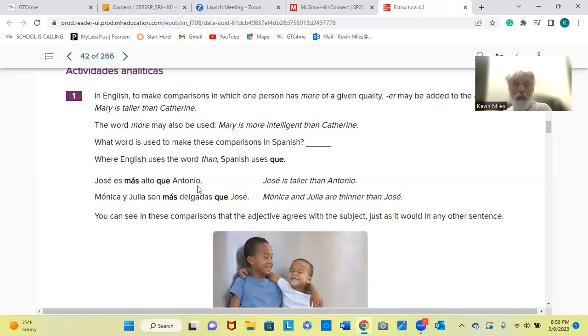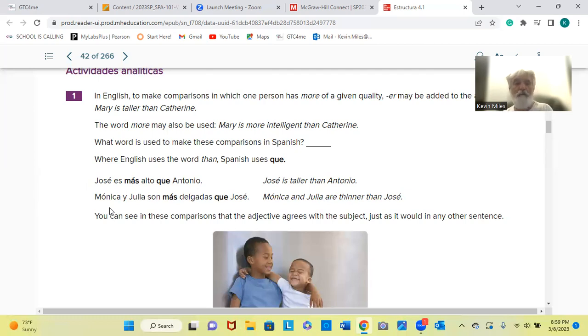All right. What if I wanted to say that Mary is taller than Antonio? Then it would be different. And you should see immediately what you would change. So let's just pretend it says Mary is taller. So Mary es más alta que Antonio. I had to change alto to alta because Mary is feminine. And many of you forget to do this. Let's take a look at the next one.